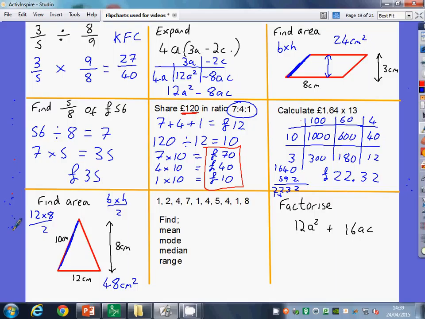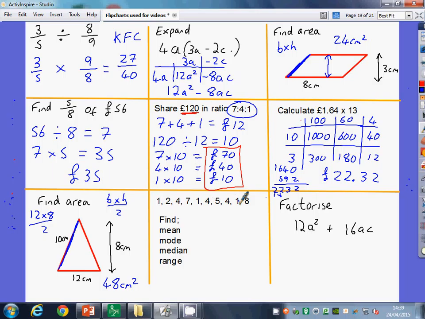Okay, number 8. Averages, mean, mode, median and range. Key to remember here, you need to make sure you know what the mean is, what the mode is, what the median is and what the range is. To find the mean, we need to add them all up and divide by how many there are. So 1 plus 2 plus 4 plus 7 and so on, and then dividing it by 1, 2, 3, 4, 5, 6, 7, 8, 9, 10. So there's 10 numbers altogether.